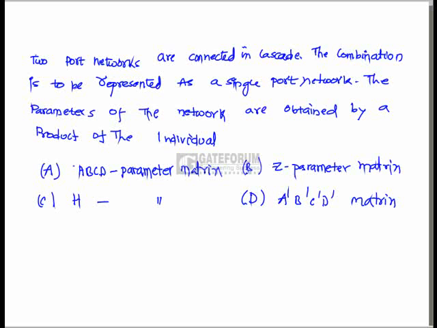Question is, two port networks are connected in cascade. The combination is to be represented as a single two-port network. The parameters of the network are obtained by the product of individual.